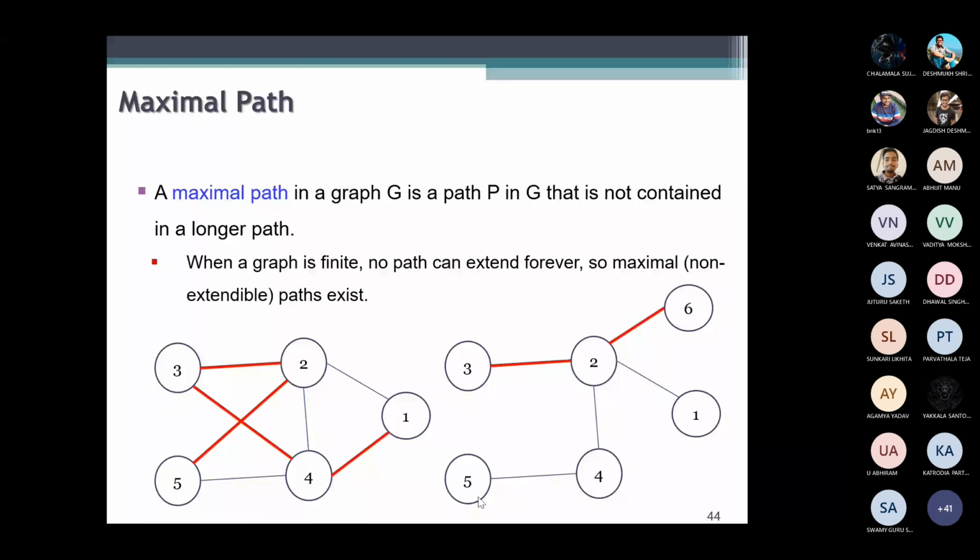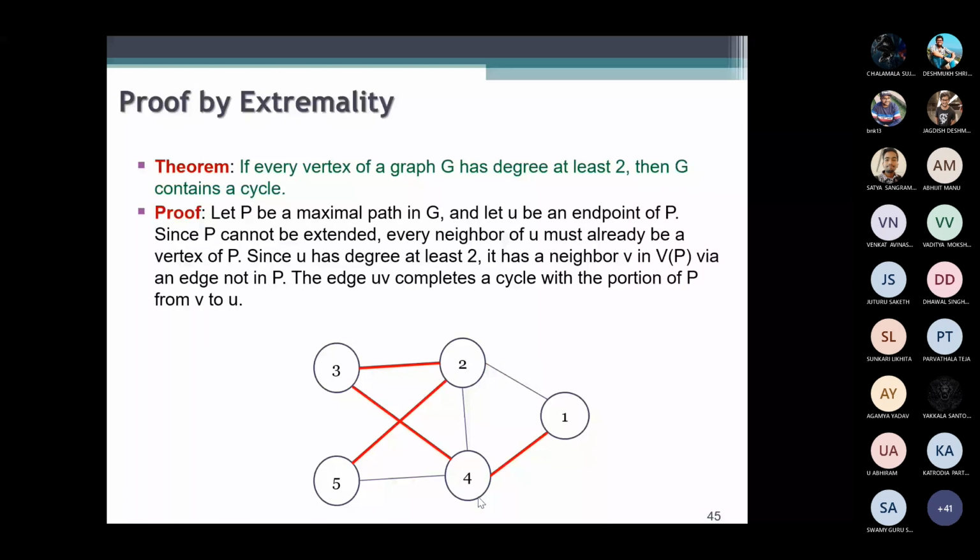So proof by extremality. If every vertex of a graph G has degree at least 2, then the graph has a cycle. If every vertex of a graph G has degree at least 2, then the graph has a cycle. This we have to prove. To prove this we will take the help of proof by extremality. So how will we prove it? It is a very non-trivial proof. The way we prove it is something different.